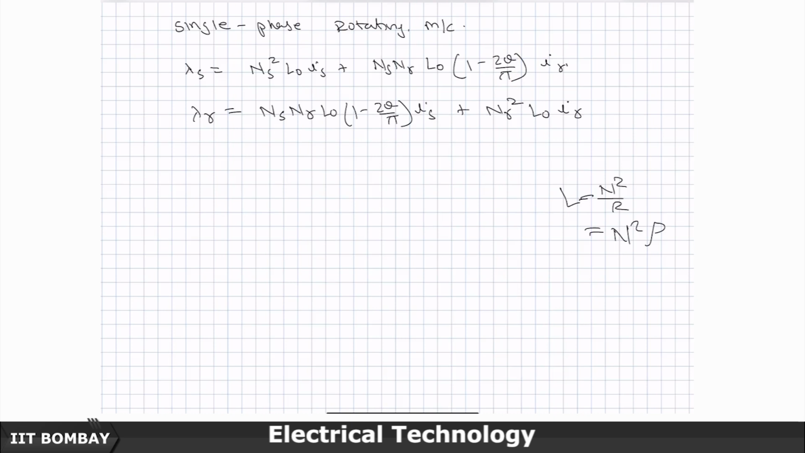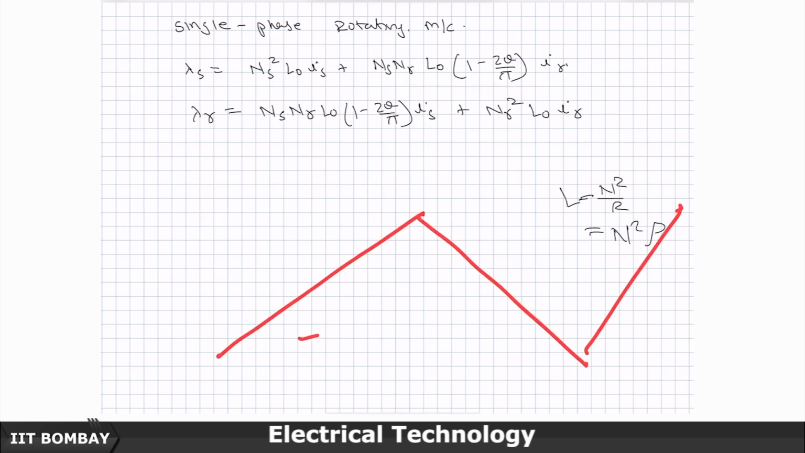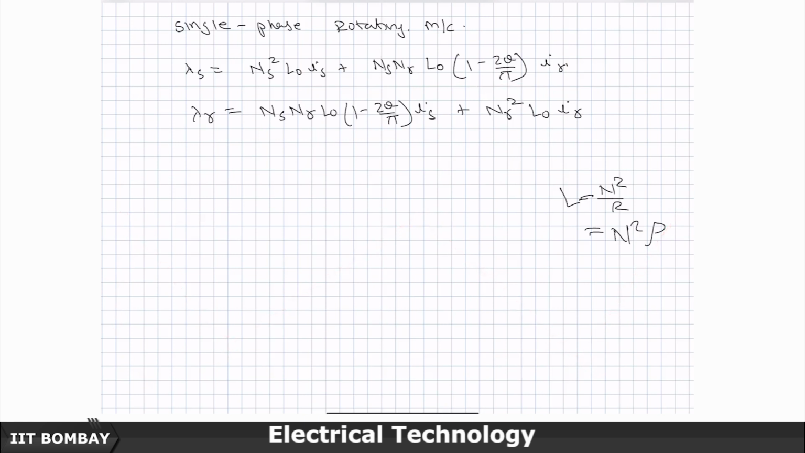And so, this we had sketched: this is therefore a linear term like this as a function of theta, it goes with a double frequency oscillation. We had seen this earlier.